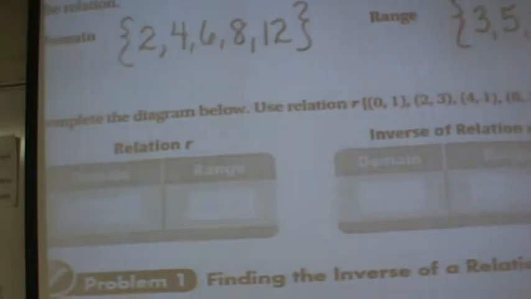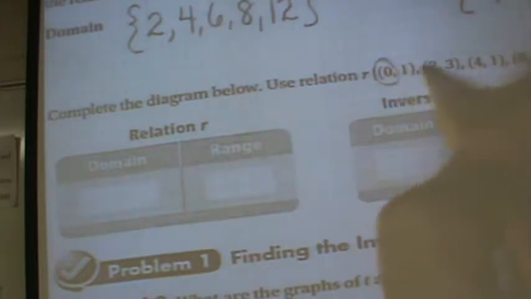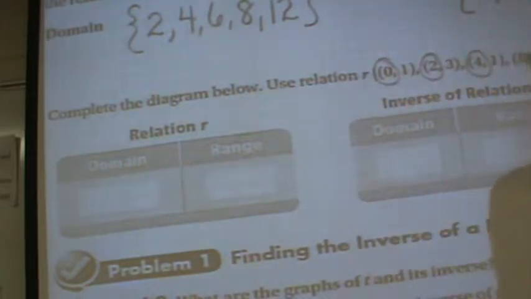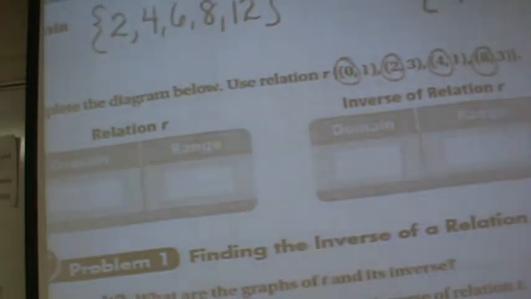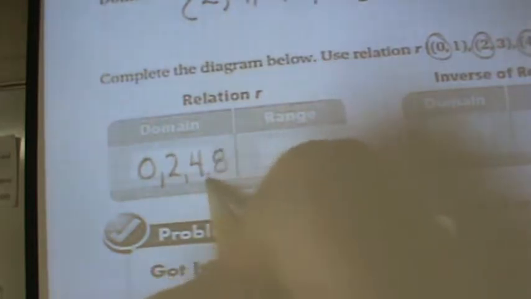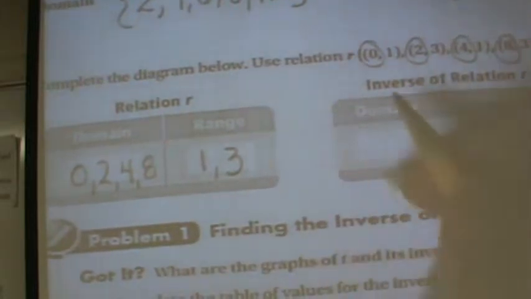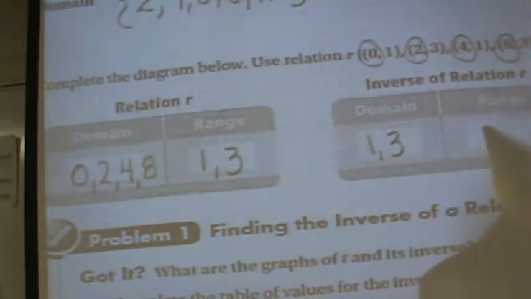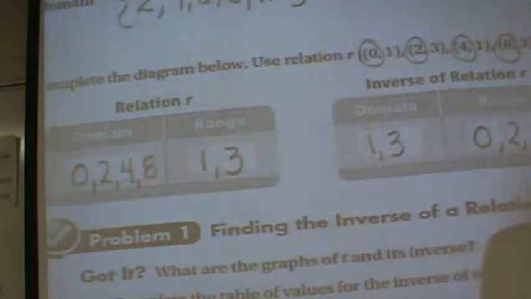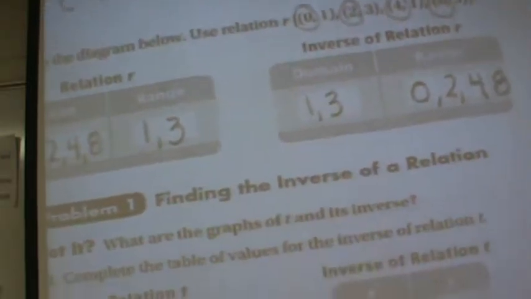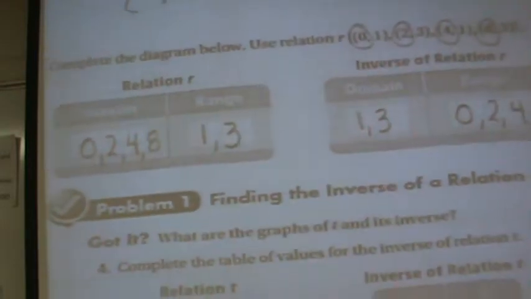Can you give me the domain correctly of this relation? 0, 2, 4, 8. And what's the range? Now, if I asked you to find the inverse of this relation, how are we gonna write it? Easy? Yeah. Okay.